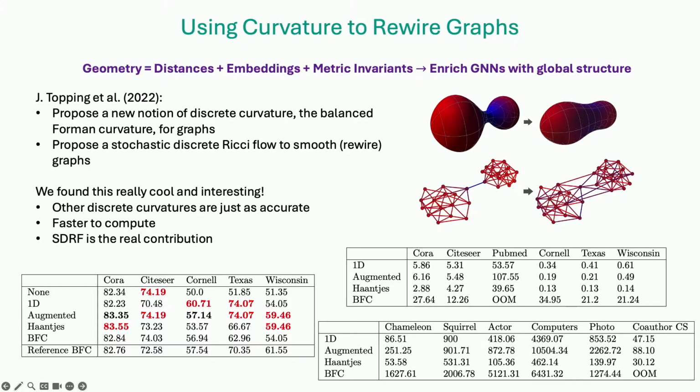On the right here, this is a runtime in seconds for how long it takes to compute. The BFC is the balanced Forman curvature, and we see that the other, classical discrete curvatures are much faster to compute. So if you want something that is just as accurate but faster, you can use these more classical ones. The takeaway message here is that the real, powerful contribution of the Topping paper is the stochastic discrete Ricci flow. Again, there's a lot of cool mathematics which can be used to enhance your graph neural network and learning problems here.